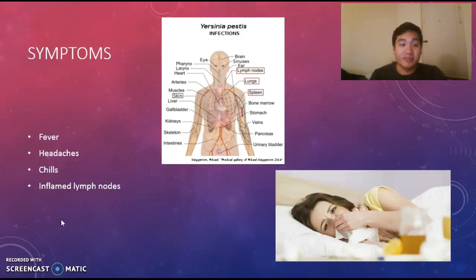So, some common symptoms of the bubonic plague include fever, chills, headache, and one or more inflamed lymph nodes. This top picture just illustrates possible infections due to Yersinia pestis. The lymph nodes can be infected, the lungs, which is part of the pneumonic plague, skin, the spleen.